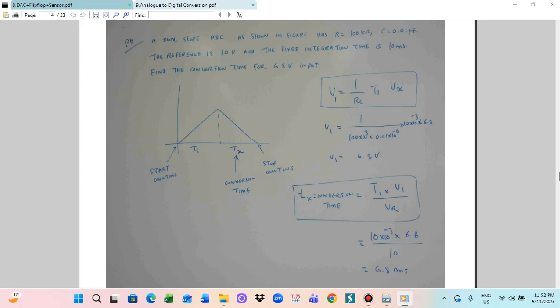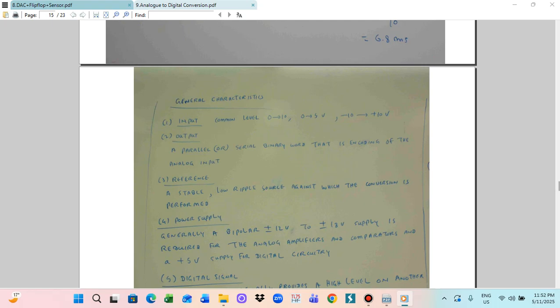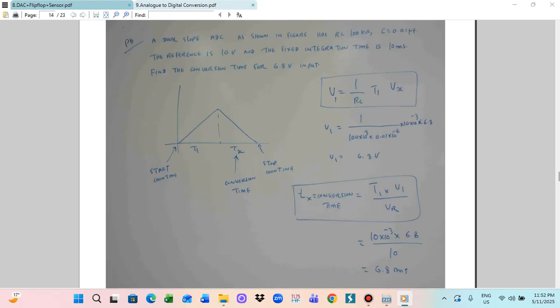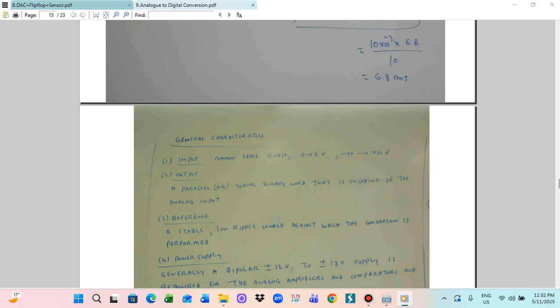And the reference voltage is given as 10 volt. By solving this, we get the conversion time as 6.8 milliseconds. So this is the calculation for the dual slope ramp indicator circuit. We can calculate the voltage V1 value and the conversion time value.